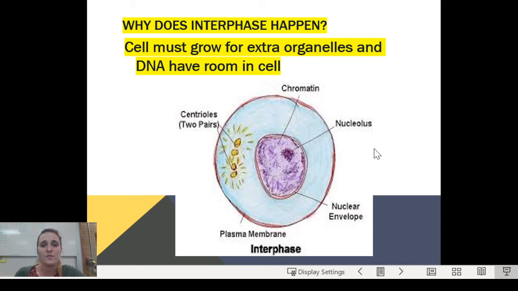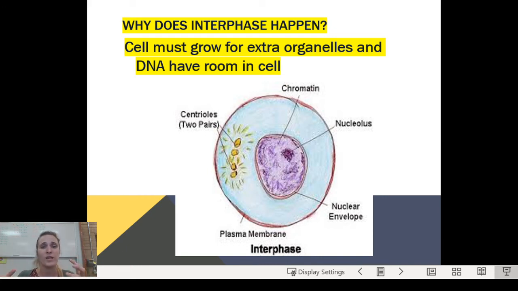All right, why does interphase happen? You need to write that question down. You need it because you have to get the cell to be bigger. It has to add organelles and DNA, right? So if you don't grow larger and start replicating organelles, you won't have enough organelles for when it needs to split into 2, right?